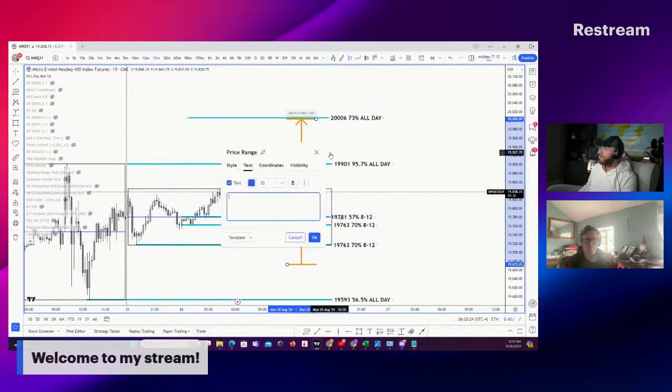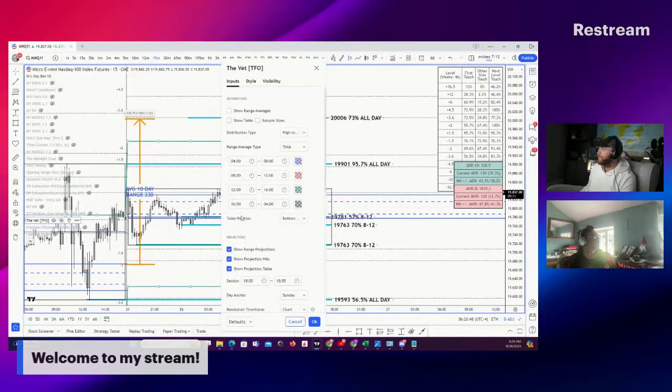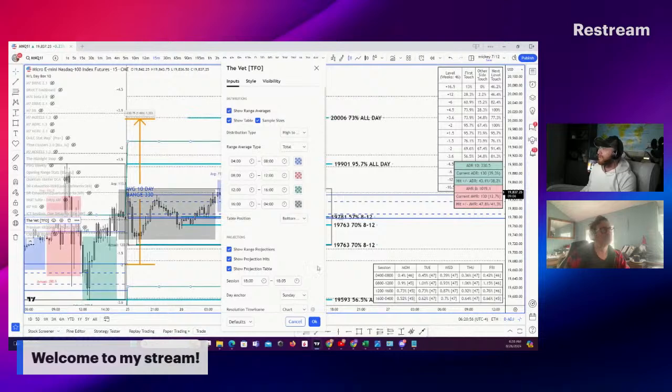So taking all this off, this is the average 10-day range, 330. Just like that. Now we can start figuring out what our projected distributions are.